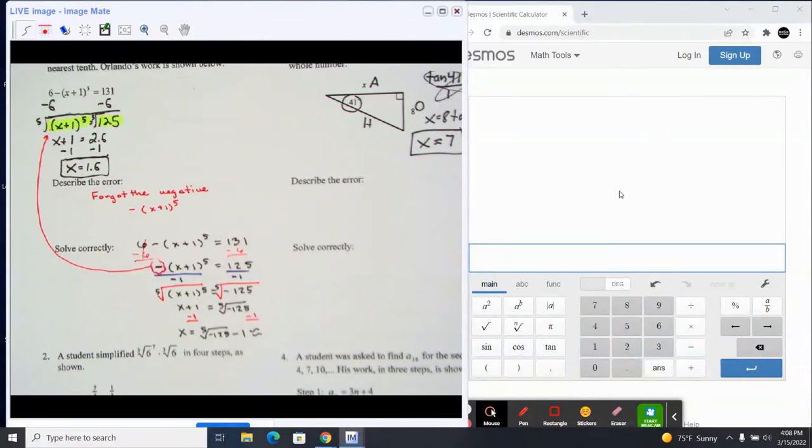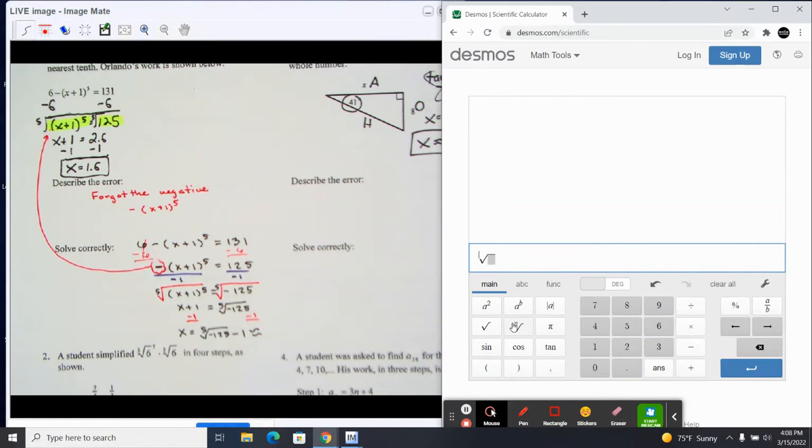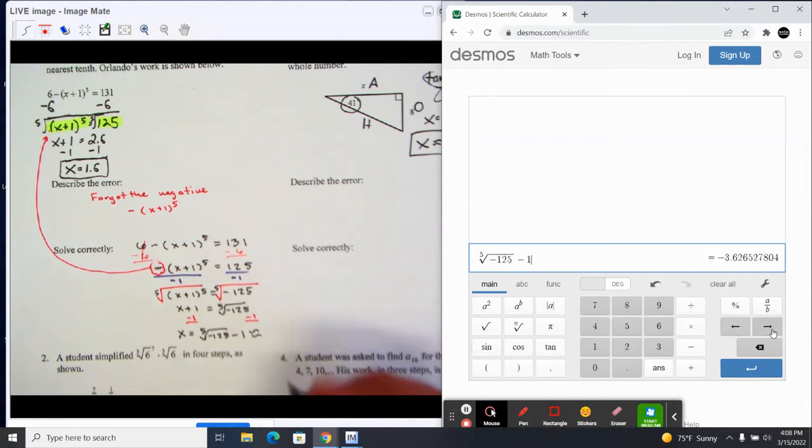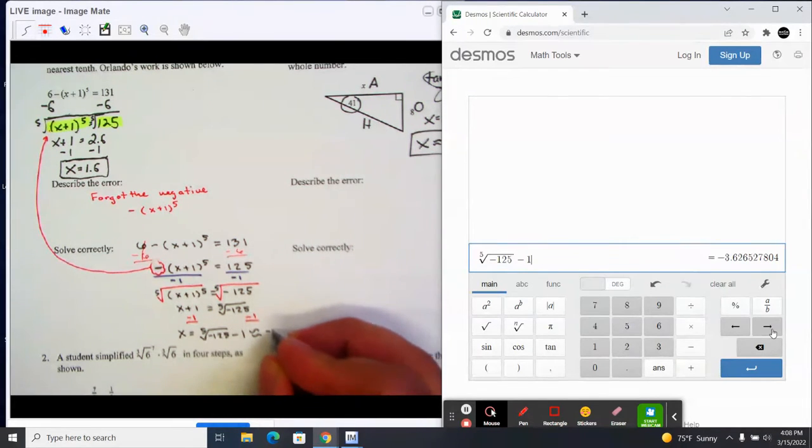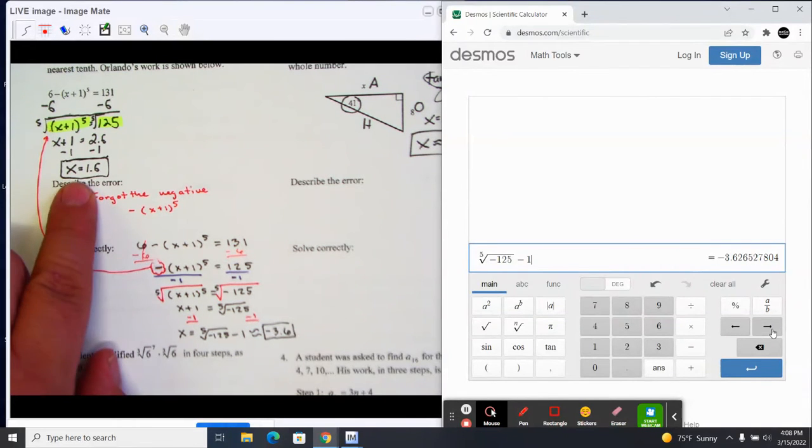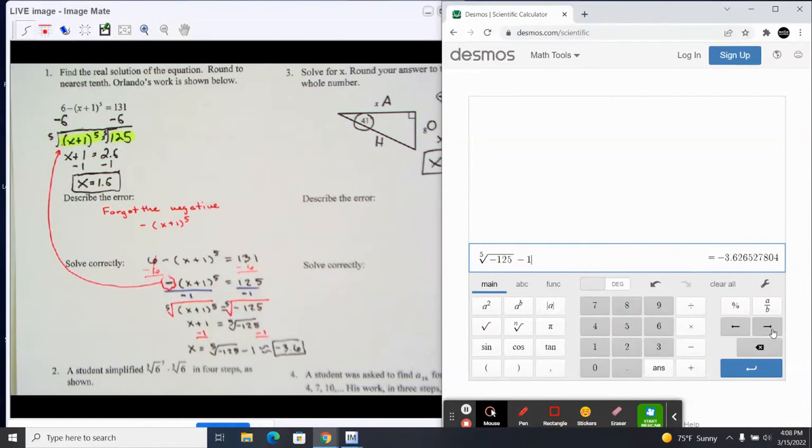Here's my Desmos Scientific, which is what's going to open up for the test for you. I do a fifth root of negative 125, and then make sure you press the little side arrow. Just go to the side and then type in the negative 1. And there's our answer. Our answer, according to the Desmos calculator, is negative 3.6. So there's our solution. Obviously they were way off because of that tiny little mistake. By not putting in the negative, it messed it up for them.